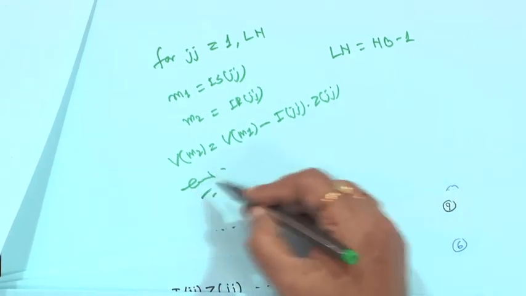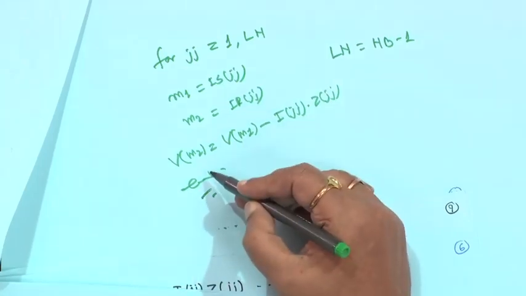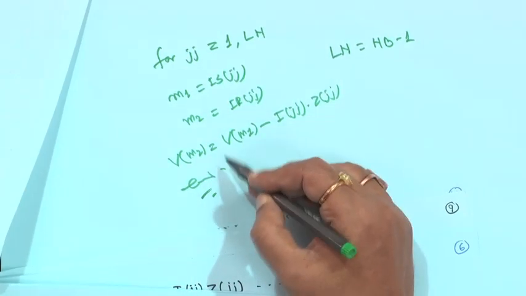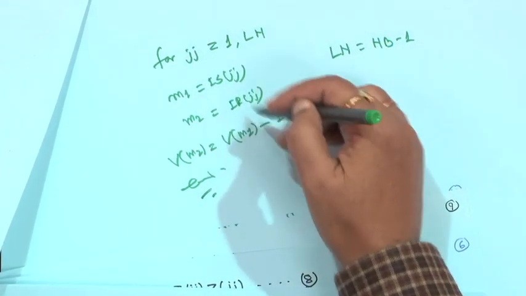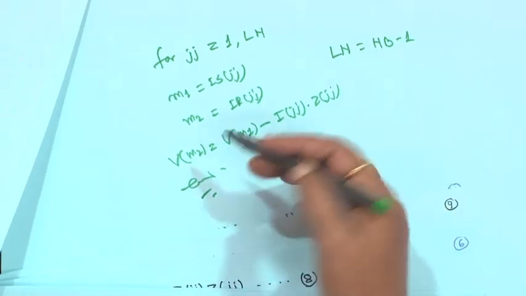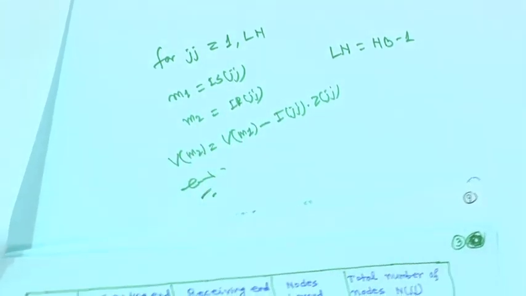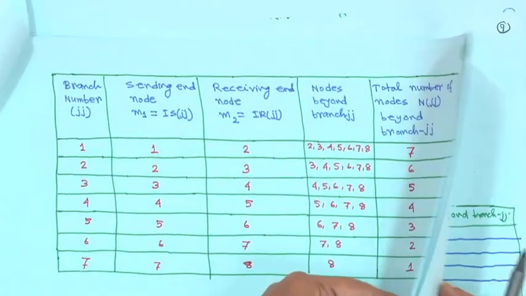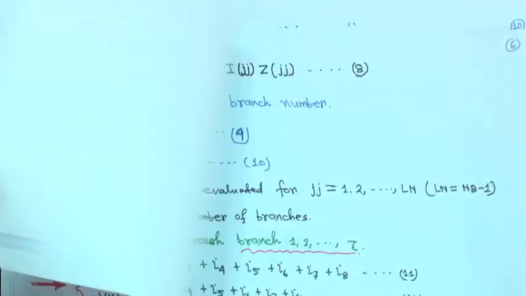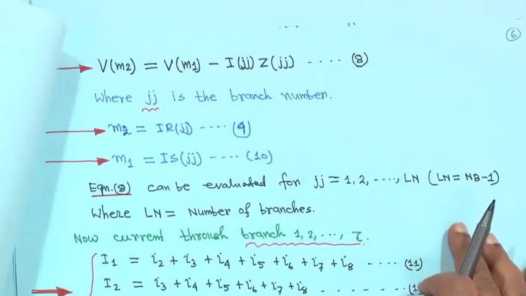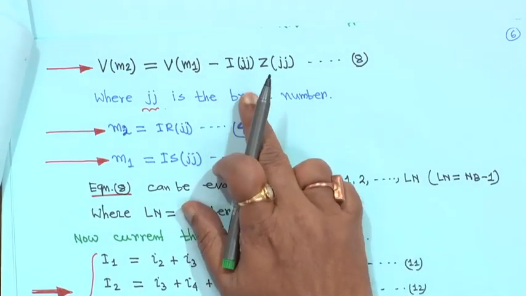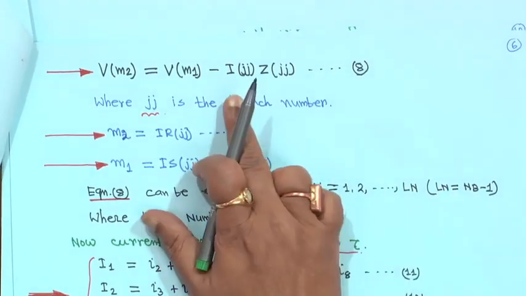So automatically all the receiving end voltages for each branch will be computed. This is only 4 or 5 lines if you write the code and read those data. Here I have not written that; here I am writing only Vm2 is equal to Vm1 minus Ijj.